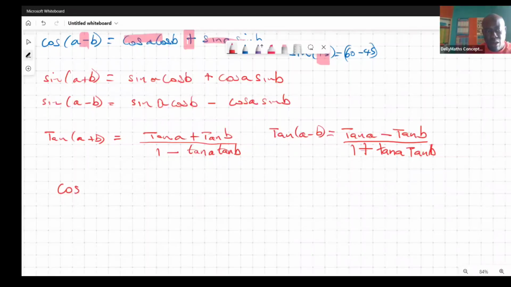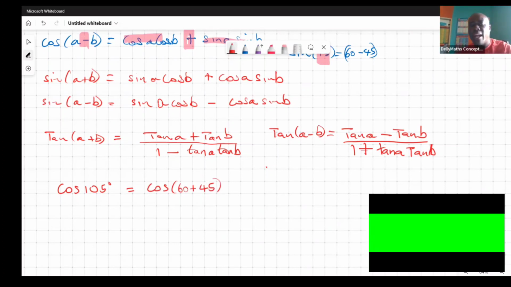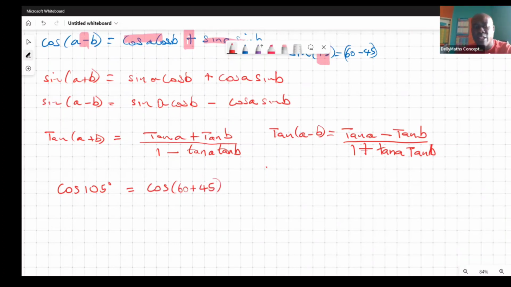The cos of 105 degrees. Now, I would say to you that I'm going to use the sum. So I'm saying this is like cos 60 plus 45. And then I'm going to have to go to my triangle to understand what the exact values are, because for these, we want to calculate the exact value of, right?